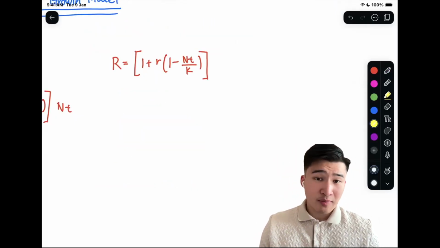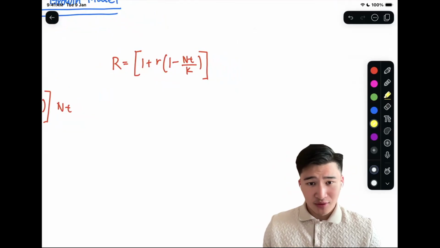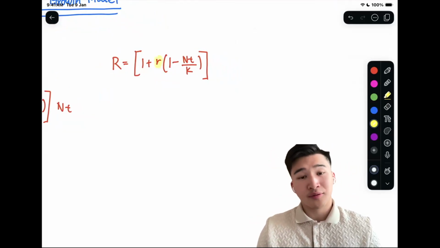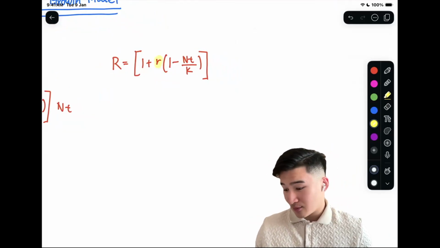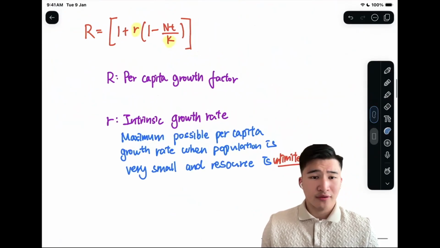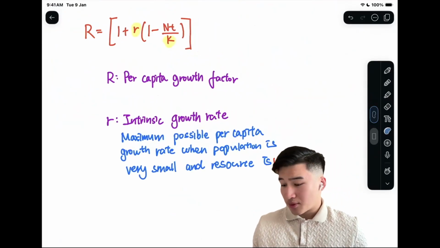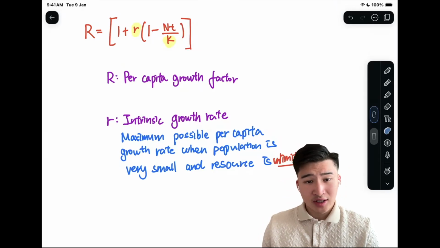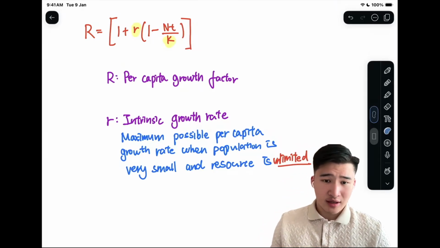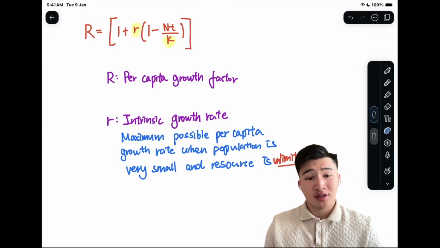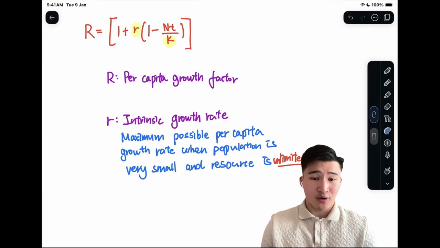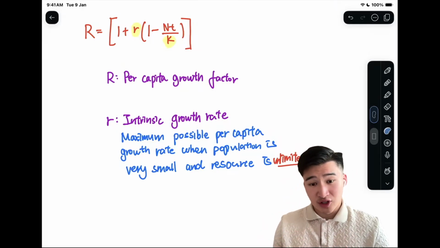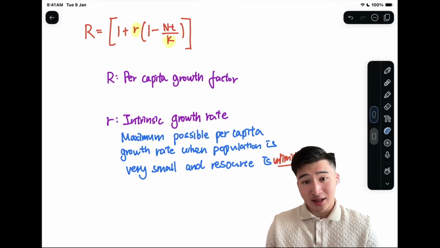So the first major change that we see in R is, number one, there's a small letter r. Okay? And number 2, we have something called K. So here's a quick definition. Our big R is our per capita growth factor. But this time, our small r is our intrinsic growth rate, which is basically the maximum possible per capita growth rate when the population is very small and the resource is unlimited.